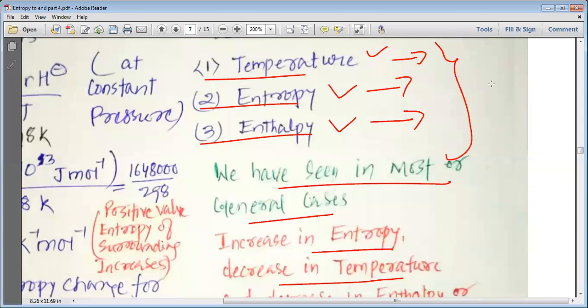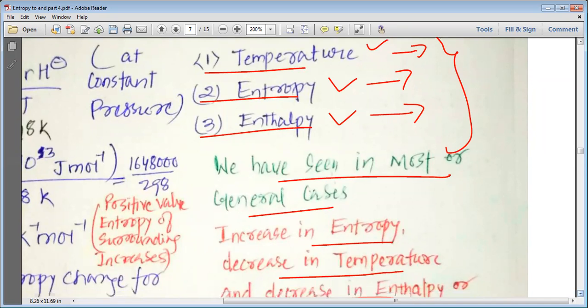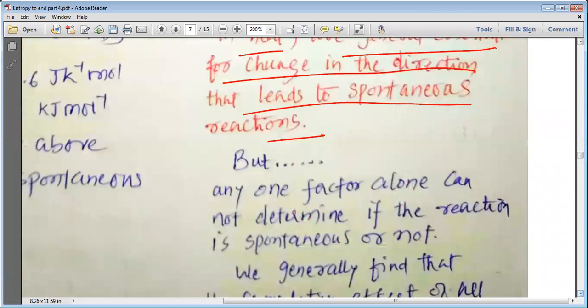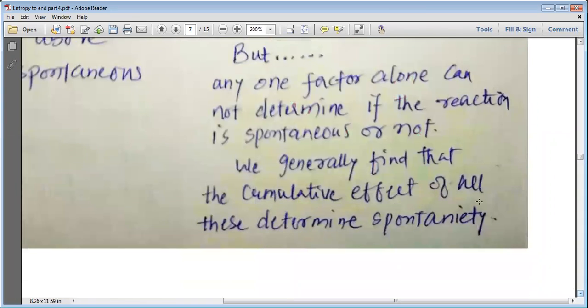But now we want to come to a conclusion, and we want to derive the relationship between the factors of spontaneity and how the spontaneity can increase or decrease. So now we want to come to a conclusion. So we are discussing these things.